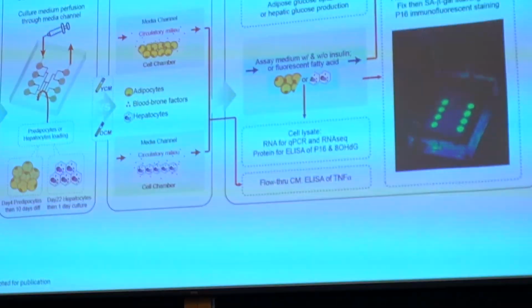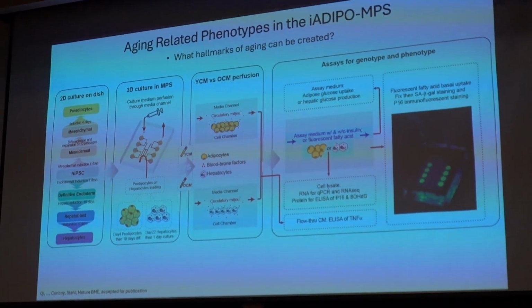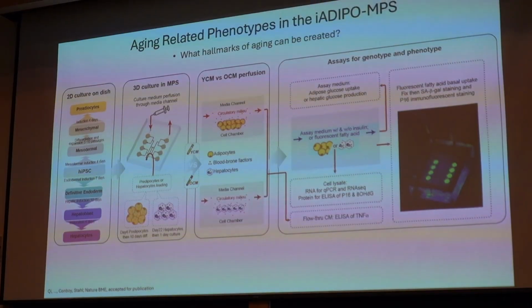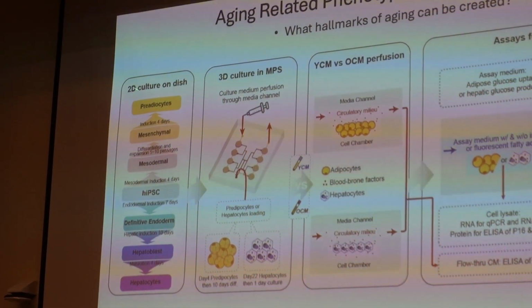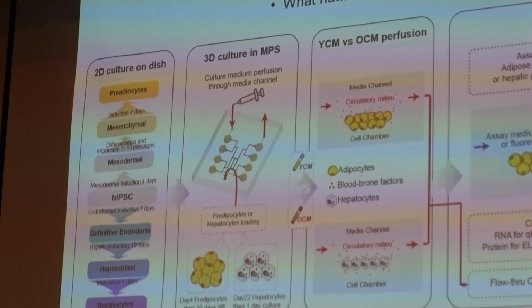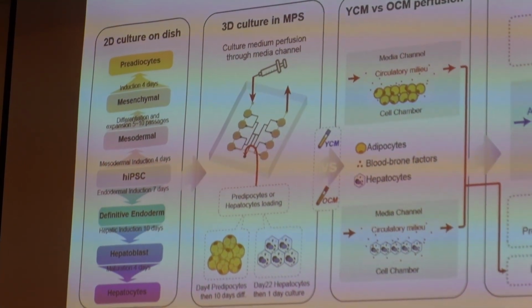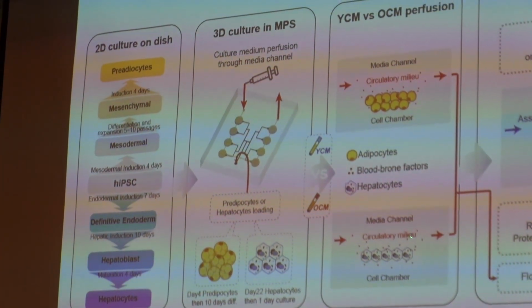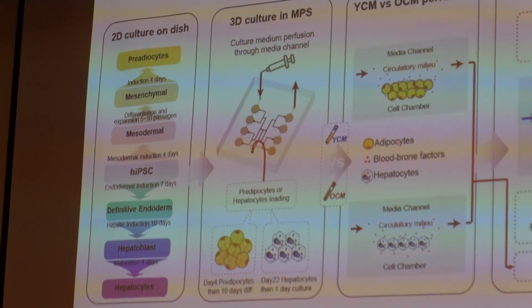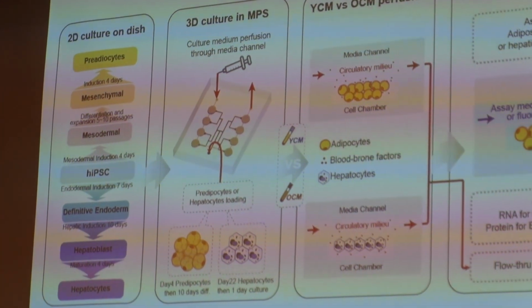And the way that we're doing this is shown here in a schematic where we are starting out with one IPS line, and we've done this now with many, but we always keep it consistent between the different cell types that we create. We make either adipocytes out of these or hepatocytes, and we have specialized devices for both of these different cell types, and then we can interconnect these devices or interrogate them separately.